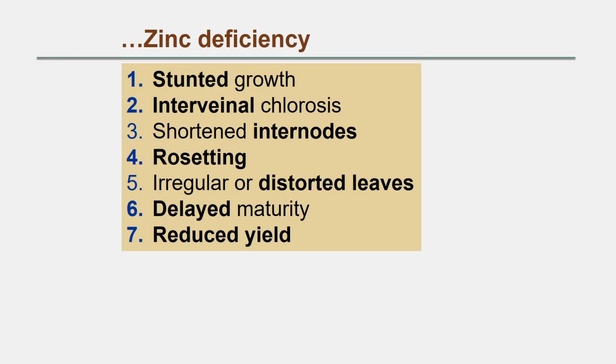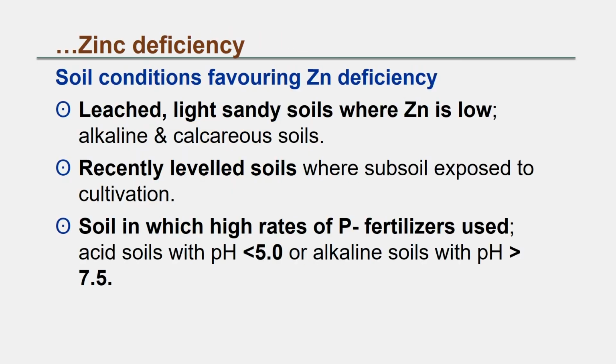Now, overall what can be observed when zinc deficiency is there in jute crop? Stunted growth, means reduced growth or shorter growth, interveinal chlorosis, shortened internodes, rosetting, irregular or distorted leaves, delayed maturity and reduced yield as well as quality of jute.